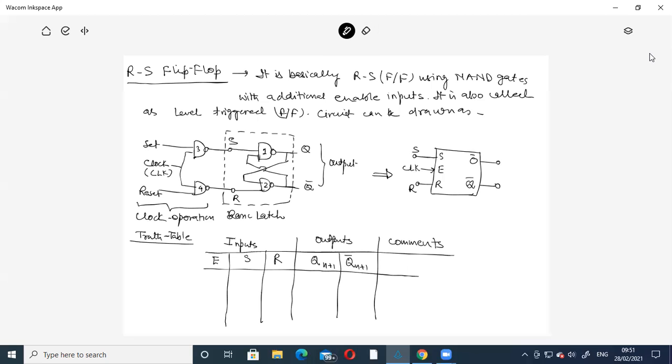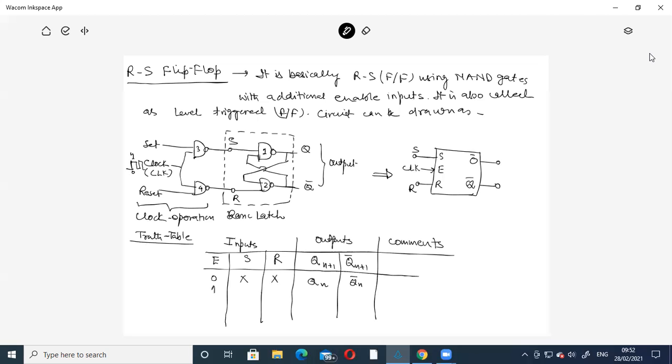Here it is Q bar n plus 1. Now the first case, suppose the clock is 0. This clock means something like this pulse. This is 0, and here it is 1. So if clock is 0, irrespective of the input at S and R, the output will have the previous value, that is Qn and Qn bar. This is the previous value, Qn and Qn bar.